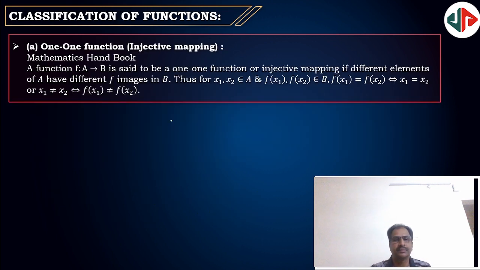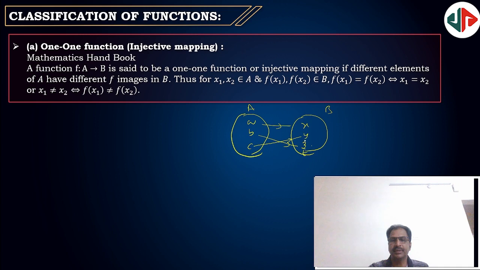What is a 1-1 function? A function f maps A to B is said to be 1-1 if different elements of set A have different images in set B. For example, image of A is x, image of B is z, image of C is y. Now see whether different elements of set A have different images in set B or not. Yes. So if different elements have different images, then the function is said to be 1-1 function or injective function.